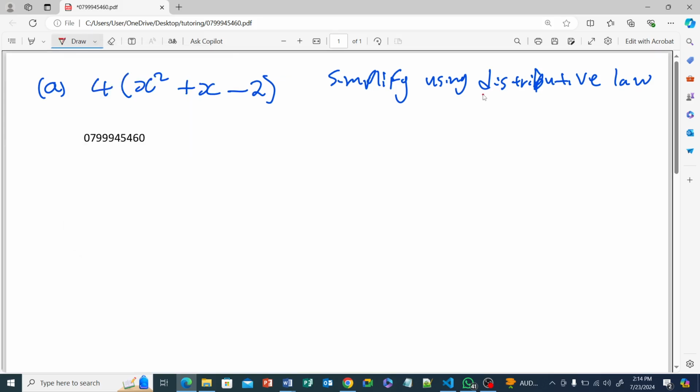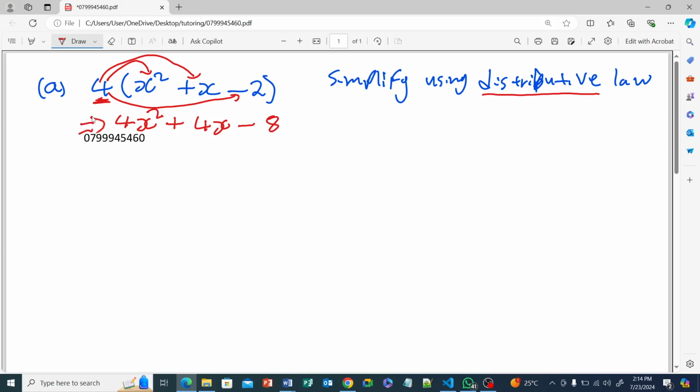The term distribute means that you have to take the outside term and multiply it throughout your brackets. In this case, we have 4 multiplied by x squared, which gives 4x squared. Then 4 multiplied by x gives 4x, and 4 multiplied by negative 2 gives negative 8. This will be your final answer, and you have successfully distributed the 4.